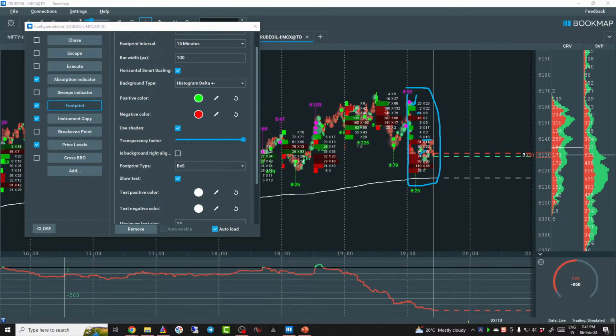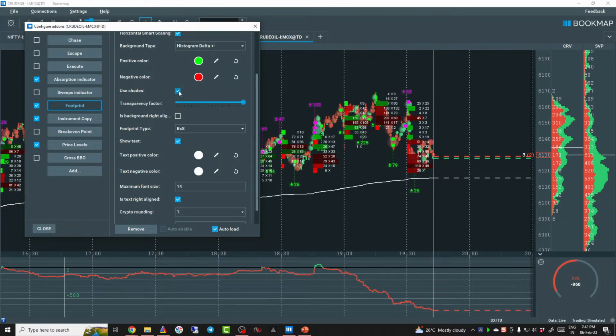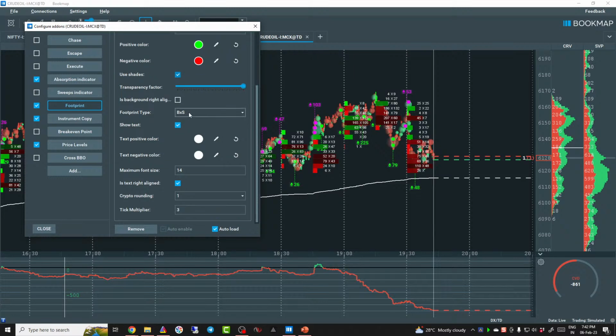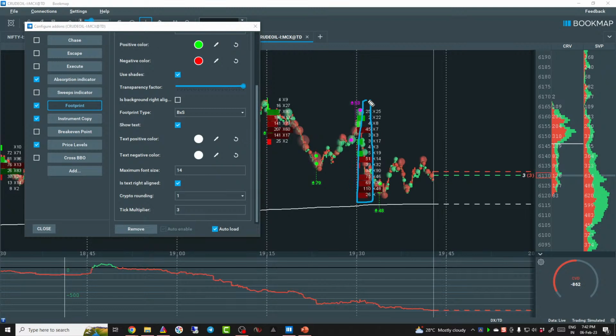Okay. And then we have, just give me a moment, use shades is a recommended option. If you don't use it, you will be able to see the plain colors. Shades will help you to identify the significant levels. So it's highly recommended that you use this with the shades. And buy and sell, so it's basically the information of the text. If I zoom in a bit, you'll be able to see the left side information that we are seeing here, right? So the left side is basically the market sell orders, and the right side information is basically the market buy orders.